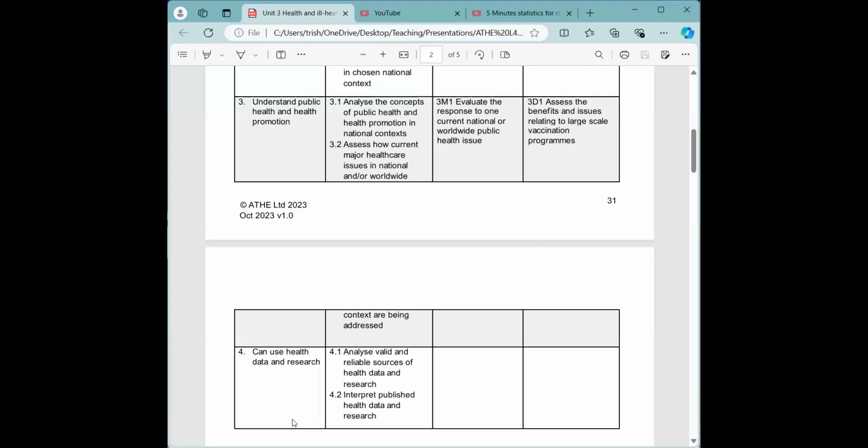Right, learning objective 4 is to use health data and research. And in order to complete the assignment, you must be able to understand and use these. So 4.1, in order to achieve a pass in the assignment, 4.1 is analyze valid and reliable sources of health data and research. And 4.2 is to interpret published health data and research.